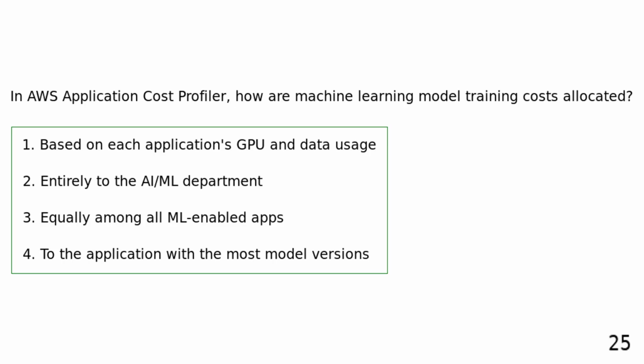In AWS Application Cost Profiler, how are machine learning model training costs allocated? Based on each application's GPU and data usage. Entirely to the AI or ML department. Equally among all ML-enabled apps. To the application with the most model versions.